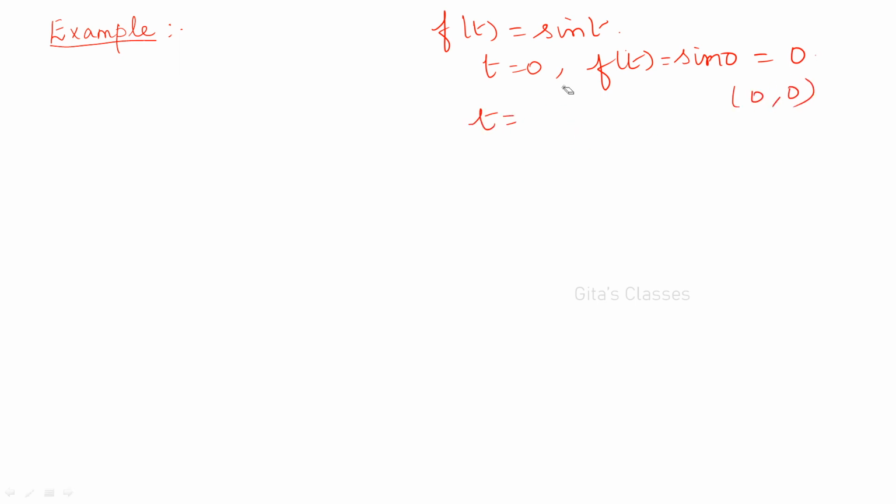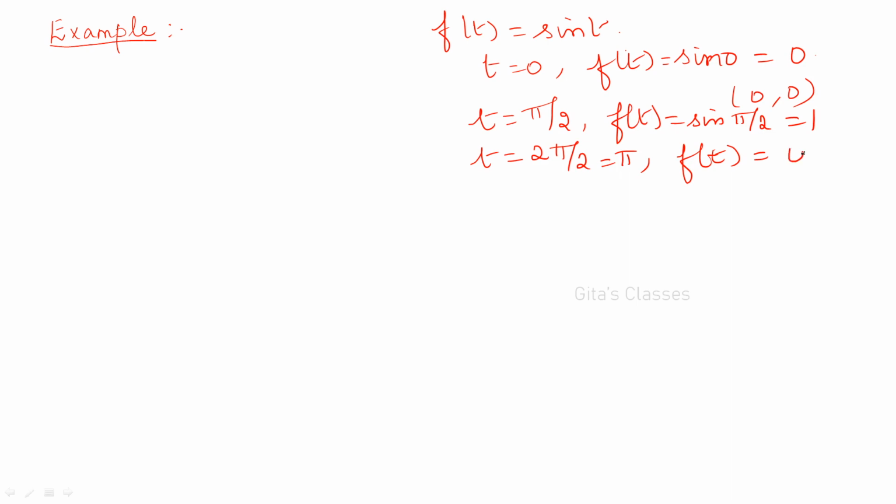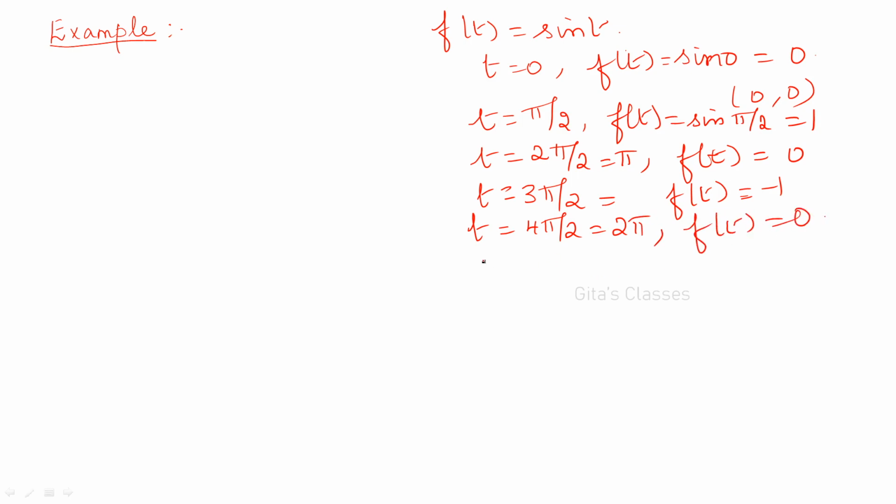When t is equal to pi by 2, then f of t is equal to sine pi by 2, which is 1. And when t is equal to 2 pi by 2, that is pi, then f of t is equal to sine pi, which is 0. When t is equal to 3 pi by 2, then f of t will be sine 3 pi by 2, which is minus 1. Similarly, when t is equal to 4 pi by 2, that is 2 pi, then f of t will be 0. Similarly, when t is equal to 5 pi by 2, then f of t will be equal to plus 1 and so on. So, how will you draw this curve?